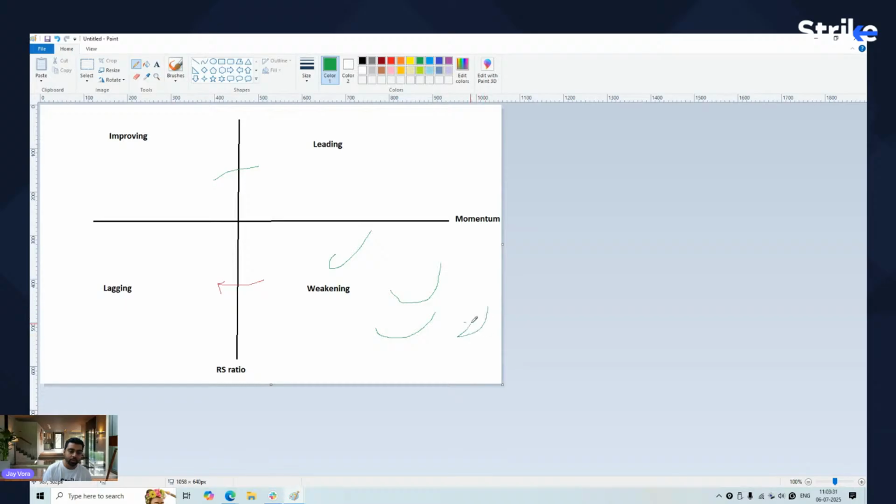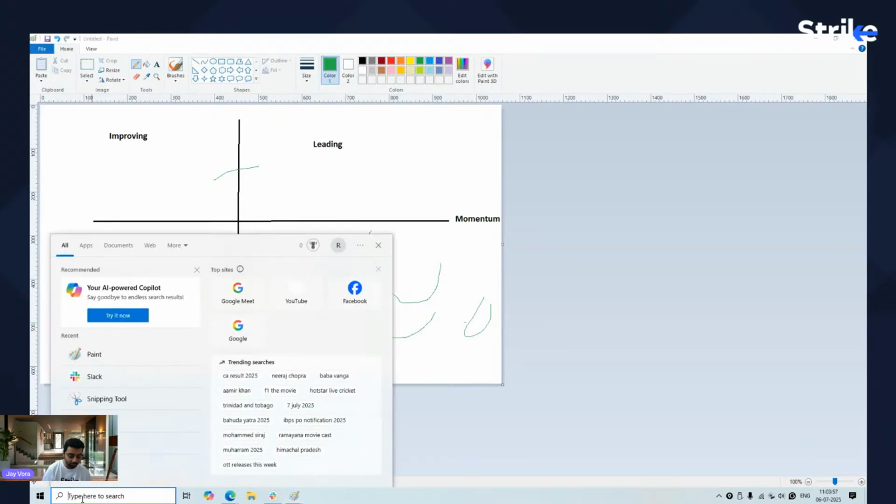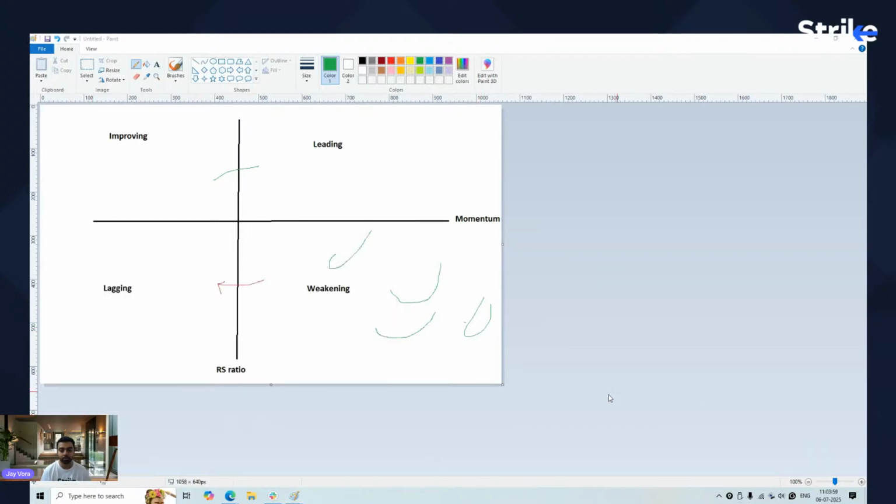If something is happening like this, then nothing like it, because it means that the outperformance is very good and the momentum is also good. That's why this is rising higher, and the RS ratio is also improving, and that is why it is going towards the northwest side. Sorry, the northeast side. So these are typically very good setups. Now I'll tell you why these are very good setups.